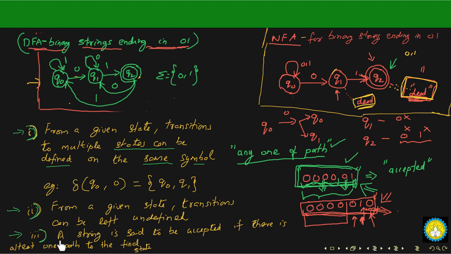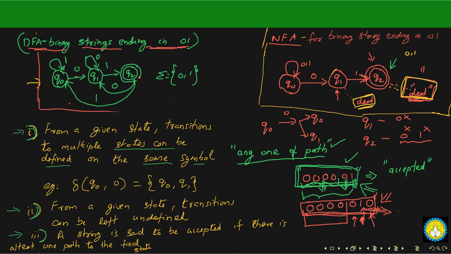Similarly, the third important thing is that a string is said to be accepted if there is at least one path which leads you to the final state. Remember, when I say it leads you to the final state, from the final state you should not go to a dead state, right? For example, suppose you reach Q2, and from there you see a 0 or a 1, then you will be in the dead state. So we cannot say that we are at Q2 then. A string is accepted if there is at least one path that keeps you in the final state.